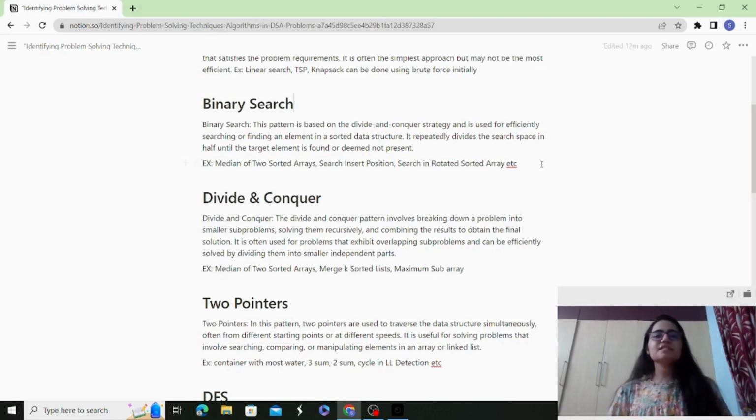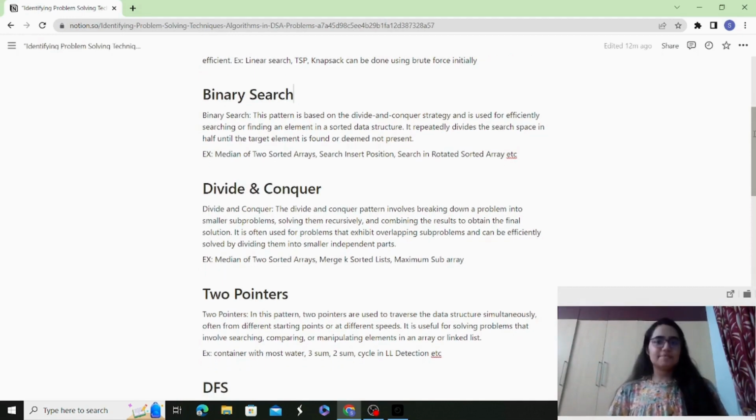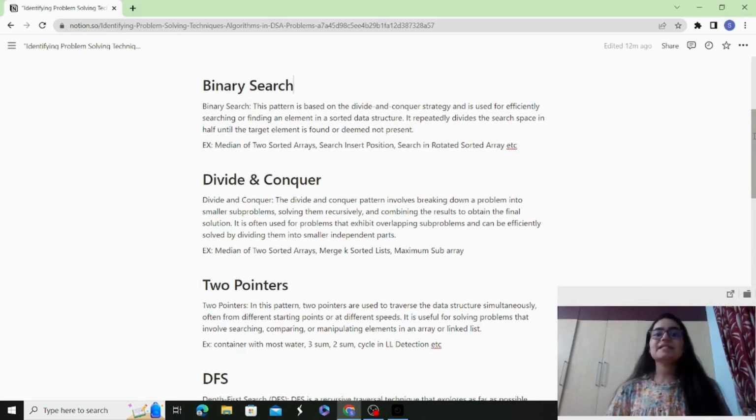Of course, there are problems where the array is not sorted. In those cases also you can apply binary search, but remember to first sort the array. And it also depends on the problem itself. So whenever you're given a sorted space or a sorted array, then go with the binary search technique.